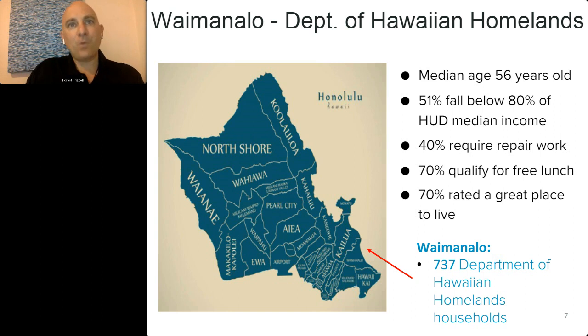And we've found that 40% of the homes on Homestead required repair work that couldn't be financed by the beneficiary. The median age is 56 years old, and about half of Waimanalo falls well below the HUD median income. But on the flip side, the town has a ton of pride. 70% of the residents rate it as a great place to live. It's home to a couple of the most innovative charter schools that combine ancestral science and technology, like wayfinding and sailing, to some of the very first Hawaiian language immersion schools.